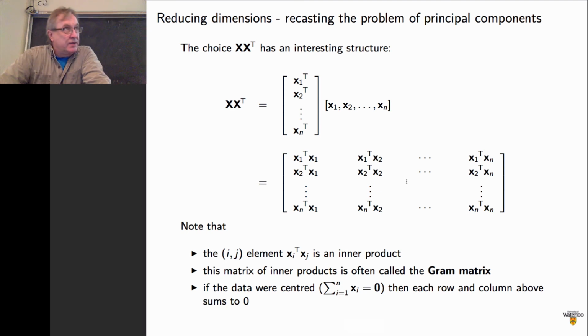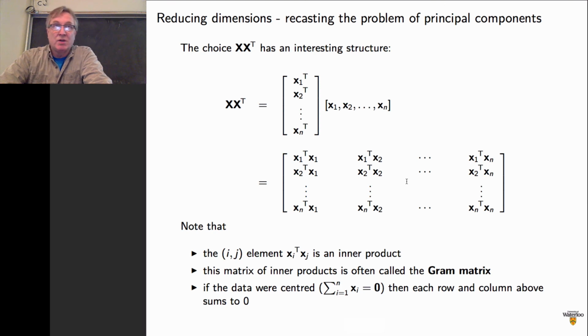This matrix has a name because it appears so frequently in many problems. It's called the Gram matrix. So XX transpose has a particular name, this matrix of inner products. It's called the Gram matrix.